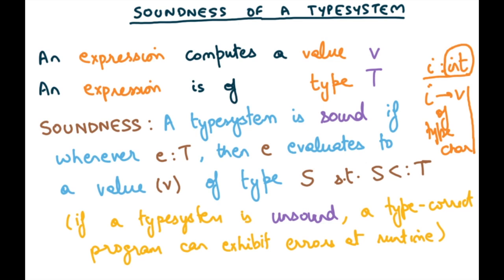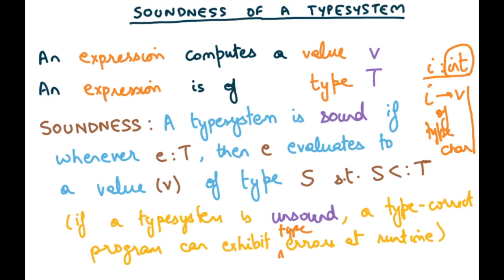So if a type system is unsound, a type correct program can exhibit type errors at runtime. Whereas if a type system is sound, then you can be sure that there will be no type errors at runtime. Which means that, wherever the type system determines that I will be an int, you will only get int values at that point for any possible execution of that program.